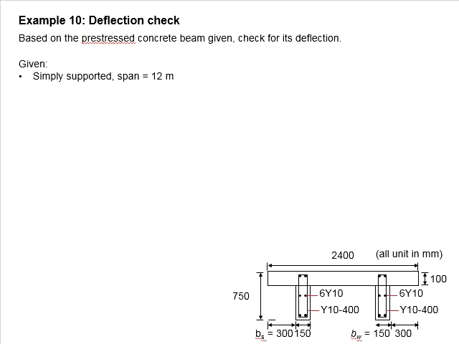Let us try an example for the deflection check. This is basically an extension from the previous example, where the beam section is given here. For more details of the beam, you may refer to the previous example, and you are asked to check for its deflection. You know that the member is simply supported and the span is 12 meters.